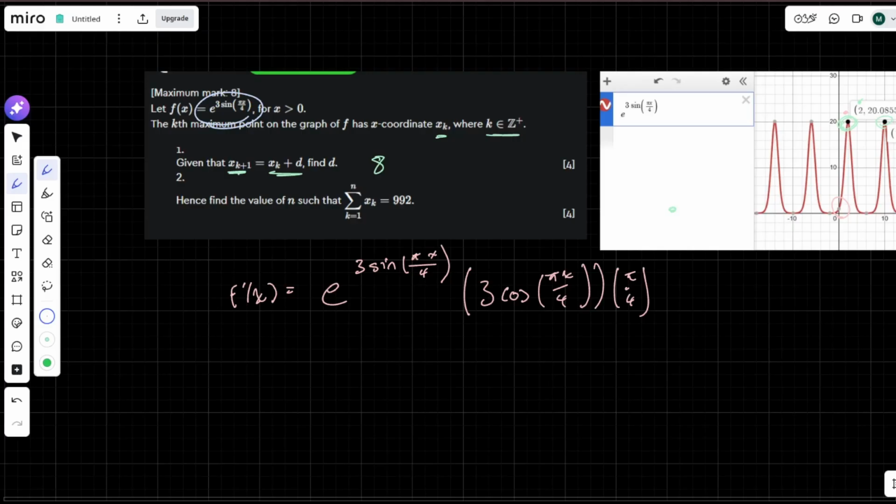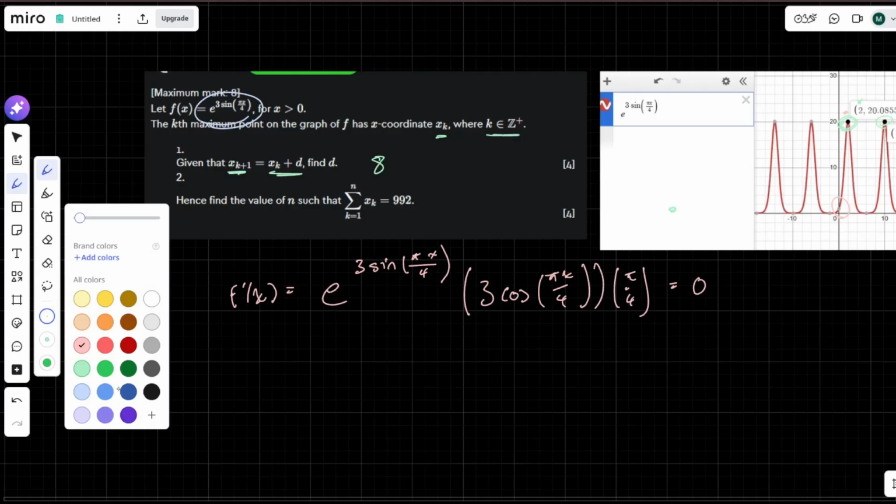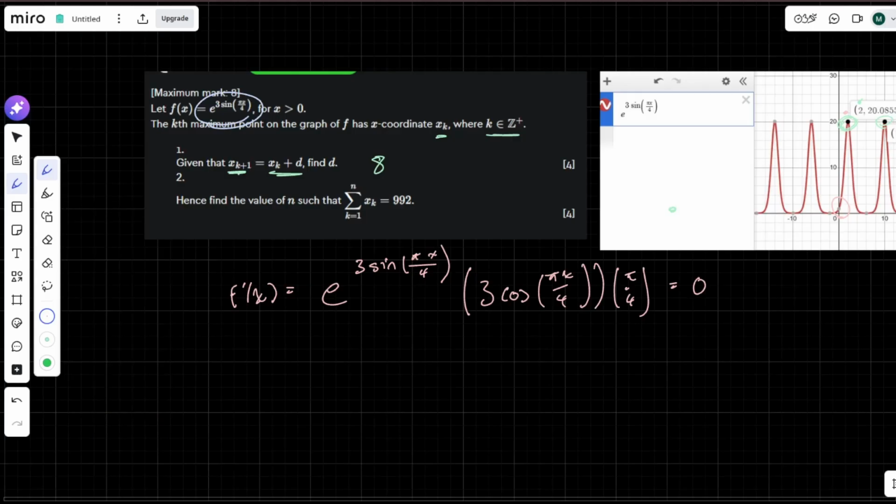Now, if we're thinking about trying to find the maximums, this is going to be equivalent to 0, and if we look at the pieces of this fairly complicated derivative, we'll notice that e to the power of 3 sine pi x over 4 cannot equal 0. There's no power I can raise a normal number to that's going to make it equal to 0. Pi over 4 similarly is just not going to equal 0. The only part of this that plausibly can equal 0 is cosine of pi x over 4. So this is what we're interested in.